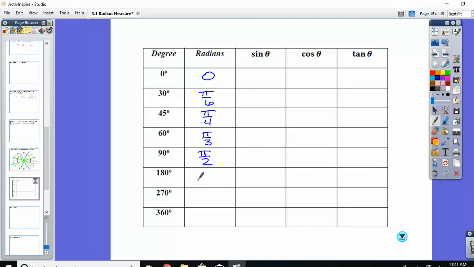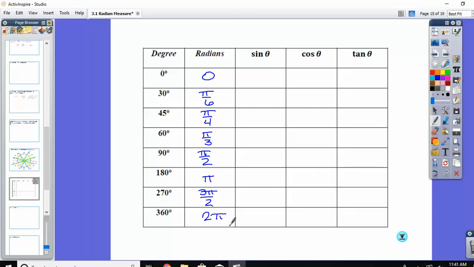180 is pi. What was 270? Three pi over 2. And 360 is the same as 2 pi.